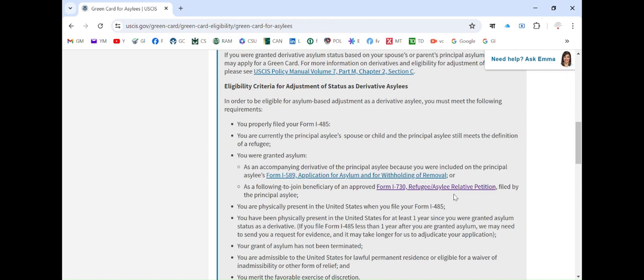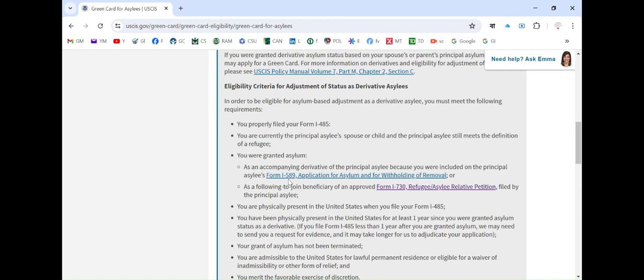So when your spouse or your parent, who is the principal asylee, has filed Form I-589, has also filed a Form I-730 for you. This is the form for the relative of the principal asylee, or the derivative asylee, whatever you can call it. And then you are physically present in the United States when you file your Form I-485. So this is the first stage.